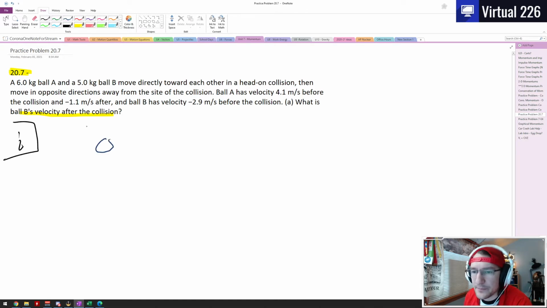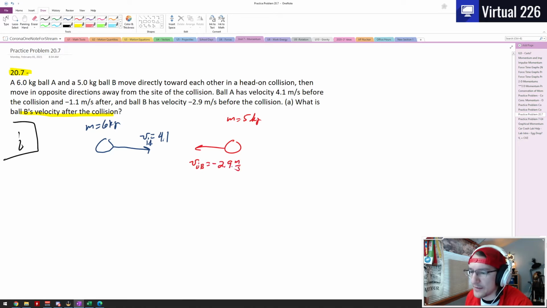Ball A, which has a mass of 6 kilograms, is moving, we'll just call right positive, with a velocity of 4.1. And then ball B, mass of 5 kilograms, is moving in the opposite direction, so we'll call it left here, at a velocity of negative, because it's moving to the left, which we've defined as negative, like that.